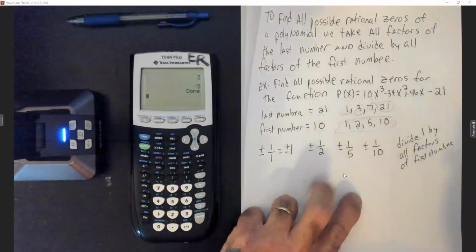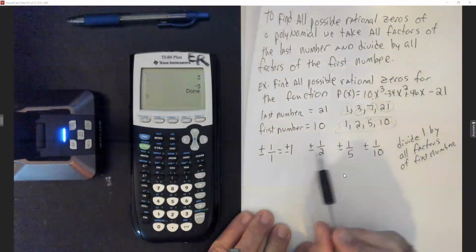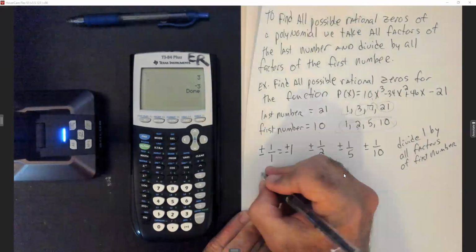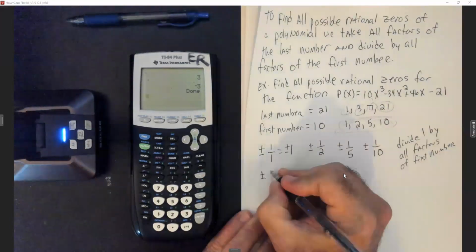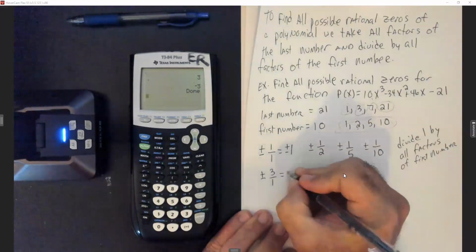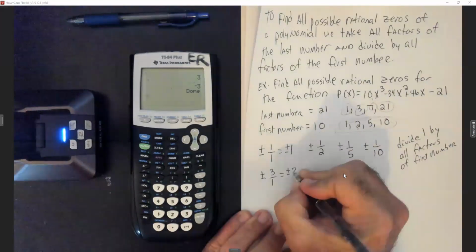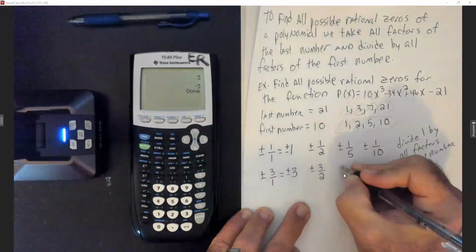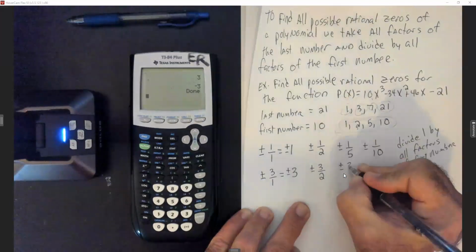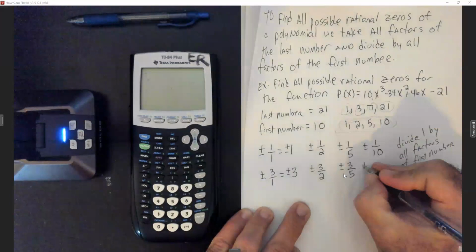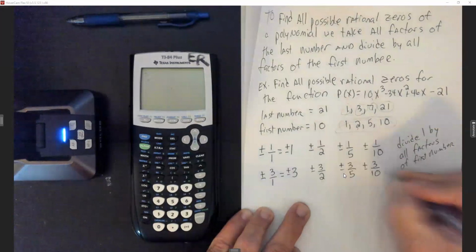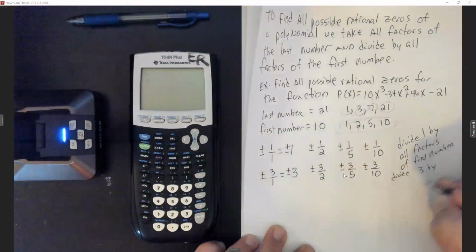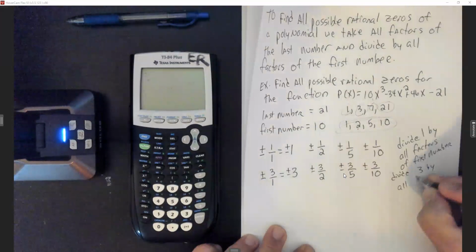So that would give me 4 numbers that I could check. Really 8 because it could be a plus 1 or a negative 1. Now, I'm going to take the second number 3 and divide by all those numbers. Now 3 over 1 will simplify to a 3. Then I'll take 3 divided by 2. Take the 3, divide by 5. And finally, take the 3, divide by the 10. So this one I divided 3 by all factors of the first number.